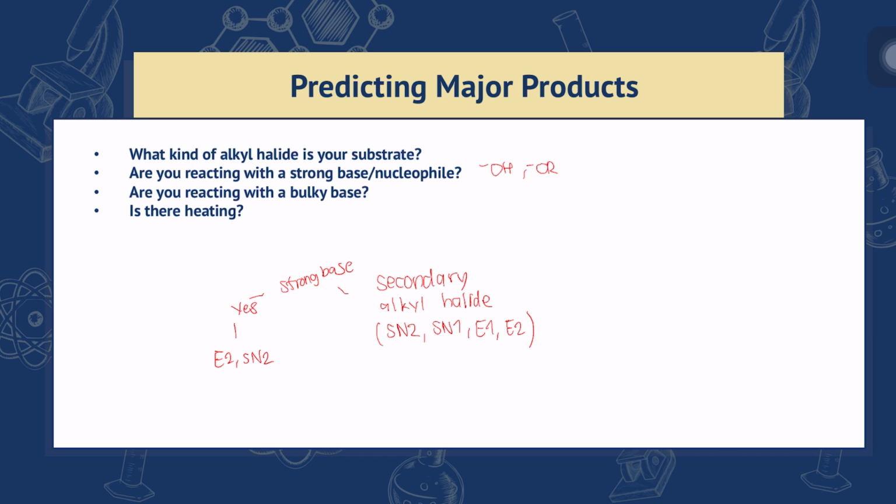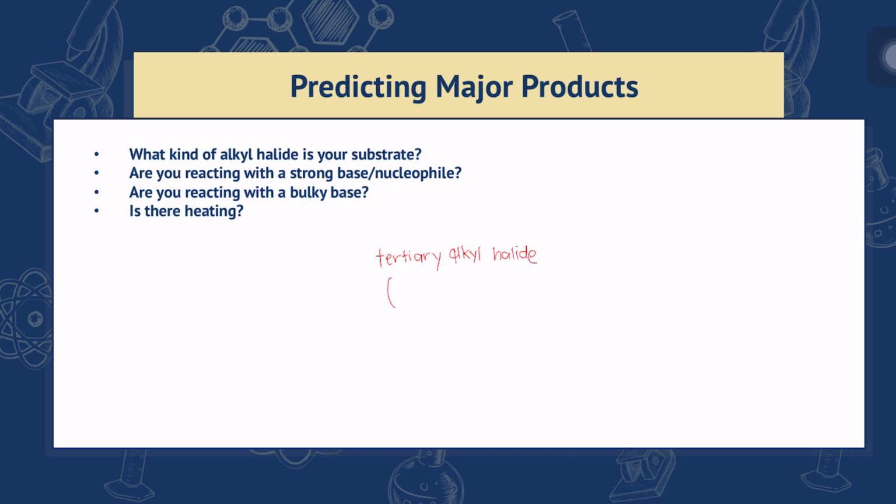And if it's a bulky base, you'll get an E2 reaction. If it's a weak base, we'll go through with an E1 or SN1 reaction. For SN2 versus E2, at least, you can just say that both will give you the major product. But if you're curious, you're more likely to have an E2 reaction if it's heated. So if there's heating, you're more likely going to get an E2 reaction.